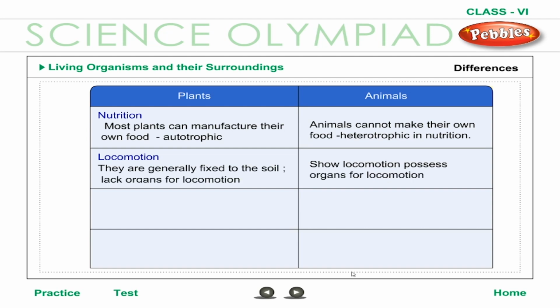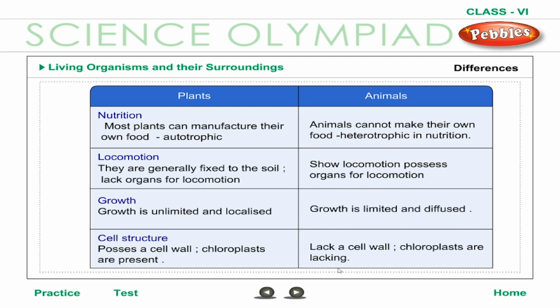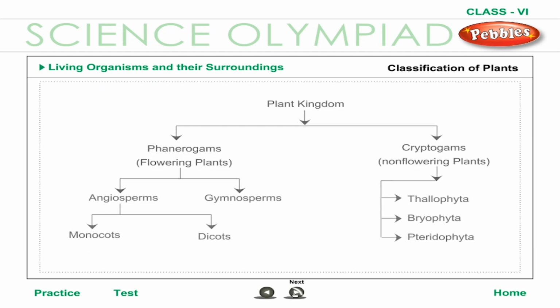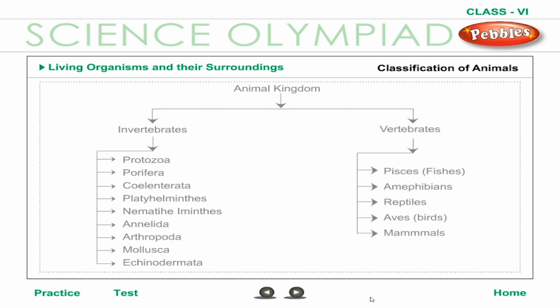Differences. Differences between plants and animals are given in the table. Classification of plants. Classification of animals.